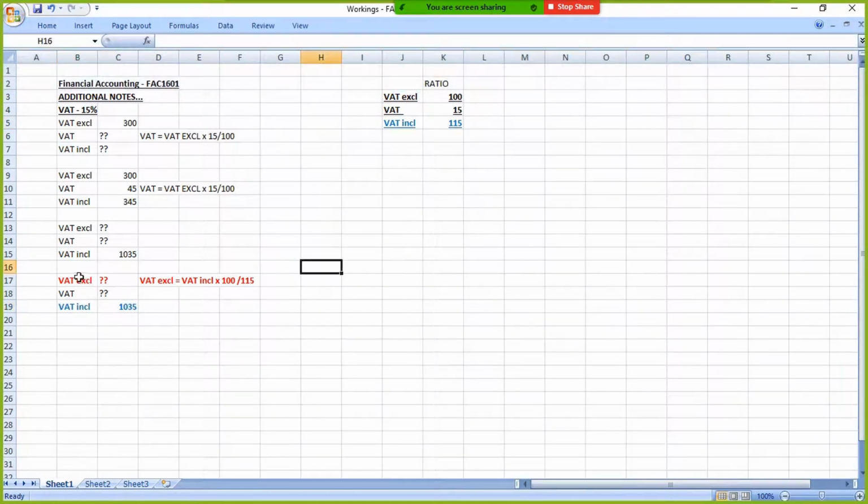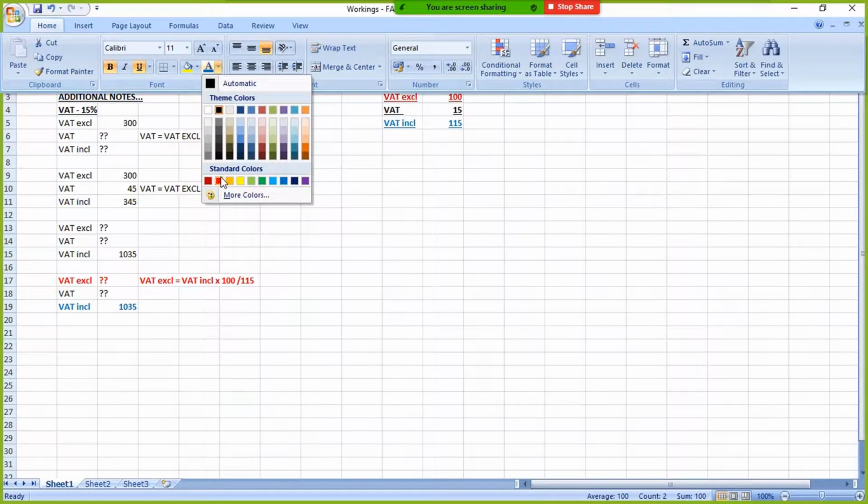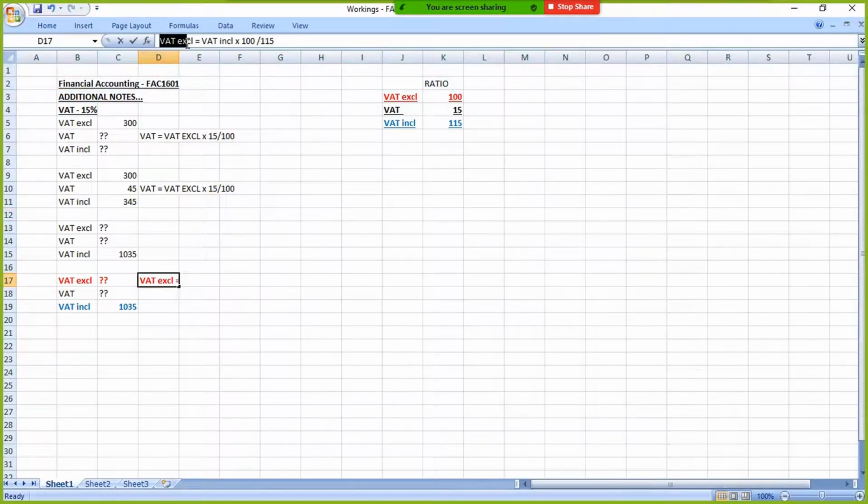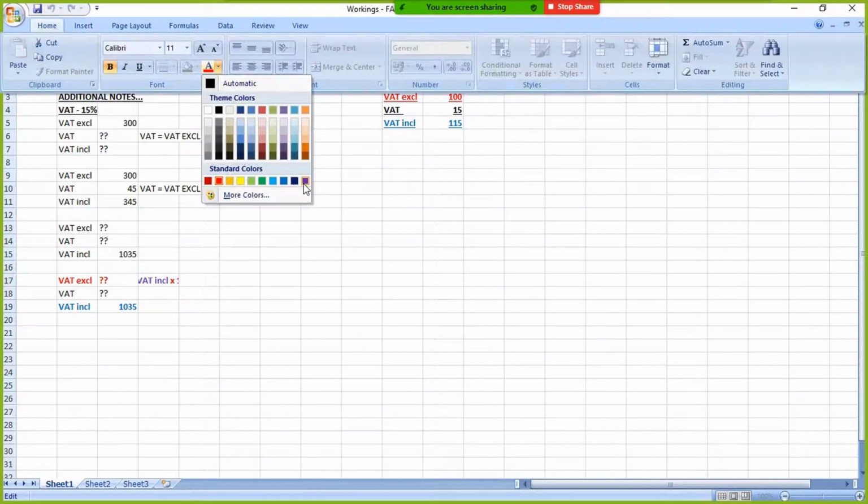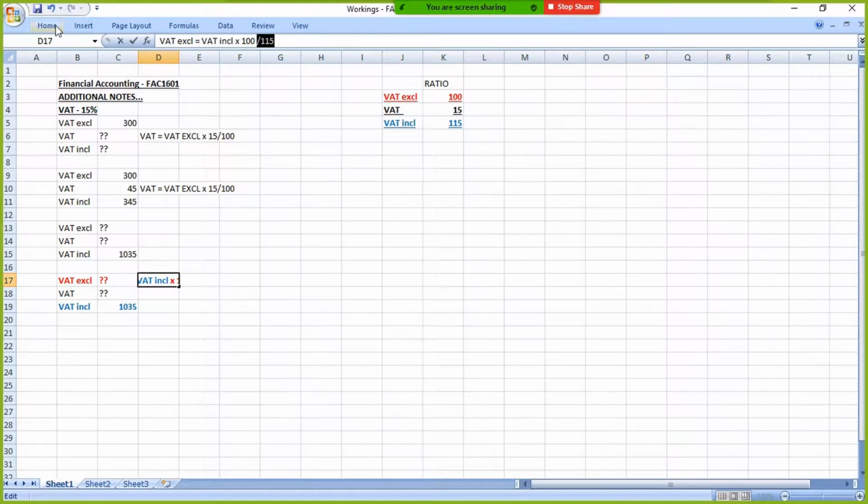So if I want the VAT exclusive, I need to multiply by what I want, which is the 100. The VAT exclusive is what I'm looking for. What do I have? I have the VAT inclusive, and I've got the ratio. That is the formula. You can use it as is. If I copy paste it and put in the amount, what do you get as an answer? So 900. Yes.